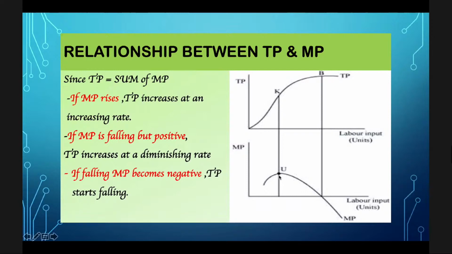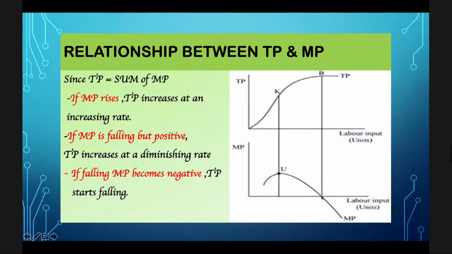When marginal product is falling, but it is positive. It's falling, but it is positive. So TP will increase, but at a diminishing rate. You see the shape has changed. It has started increasing at a diminishing rate. This point K is known as point of inflection. Up till this point, the total product increases at an increasing rate. And after that, it starts increasing at a diminishing rate. So this is known as point of inflection.